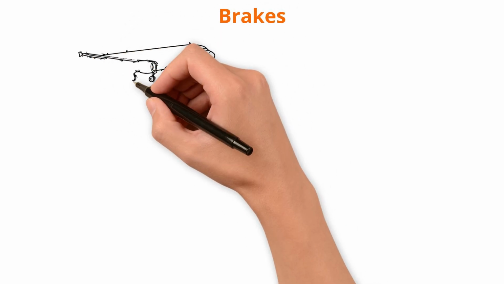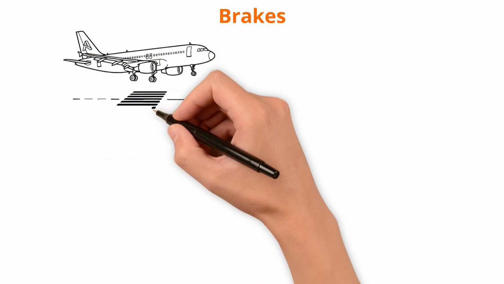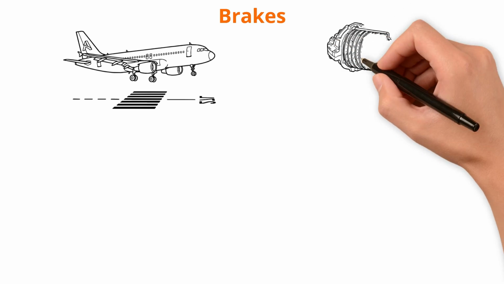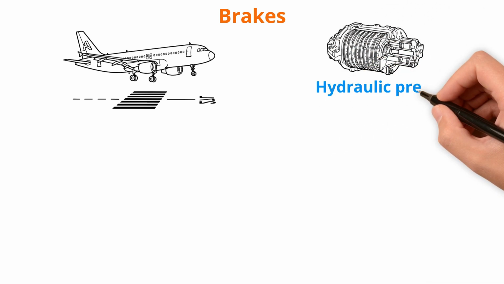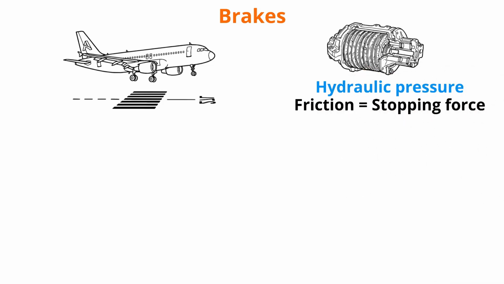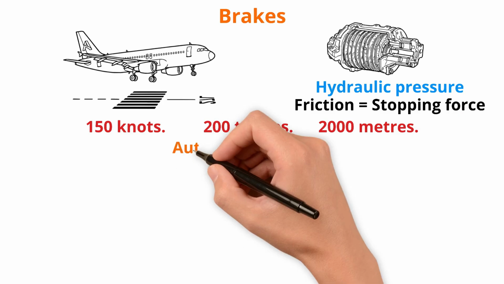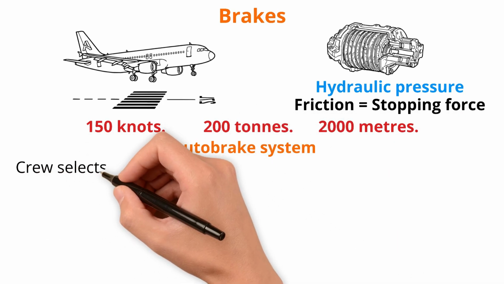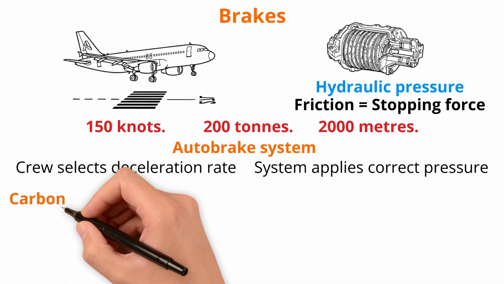Brakes. This is where hydraulics arguably have the most direct impact on passenger safety. Aircraft brakes operate on the same principle as car brakes. Hydraulic pressure forces brake pads against a disc, creating friction, slowing the aircraft. But the scale is completely different. A commercial aircraft landing at 150 knots, weighing 200 tons, needs to stop in less than 2,000 meters. The energy involved is enormous.